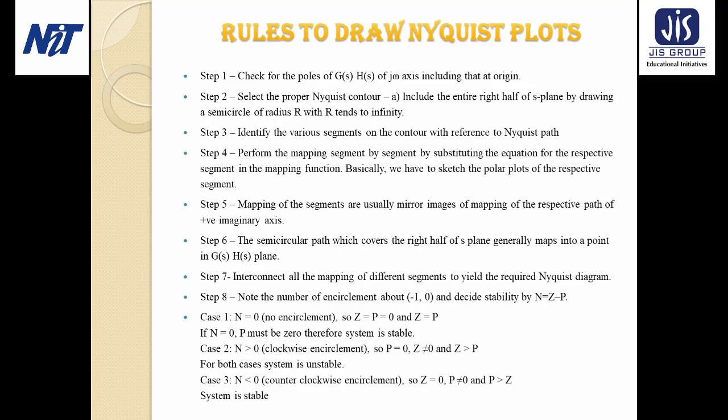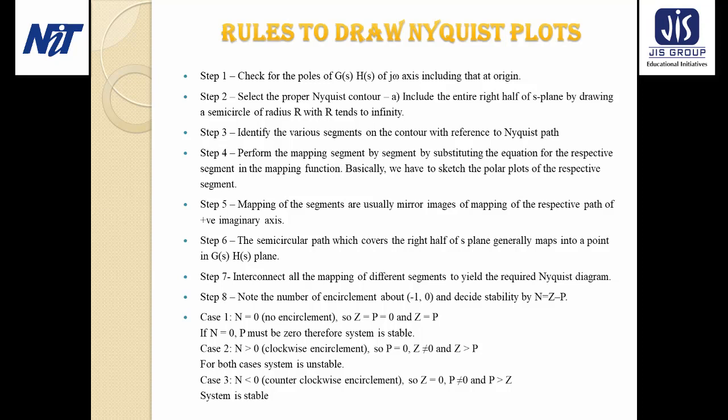Next, we need to find out the rules to draw the Nyquist plot. For a given problem, the open loop system will be given, and from the open loop system, first we need to find out whether there are any roots at the origin or any roots not at the origin. Because as per that, we need to decide which type of Nyquist contour will be chosen. We will discuss that point later.